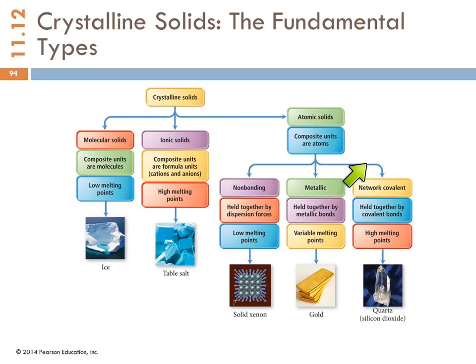And then we have network covalent solids. These are held together by covalent bonds. Covalent bonds are strong, and so these are going to have high melting points. Quartz is an example. Diamonds are covalent network solids. They are actually carbon atoms covalently bonded to each other.